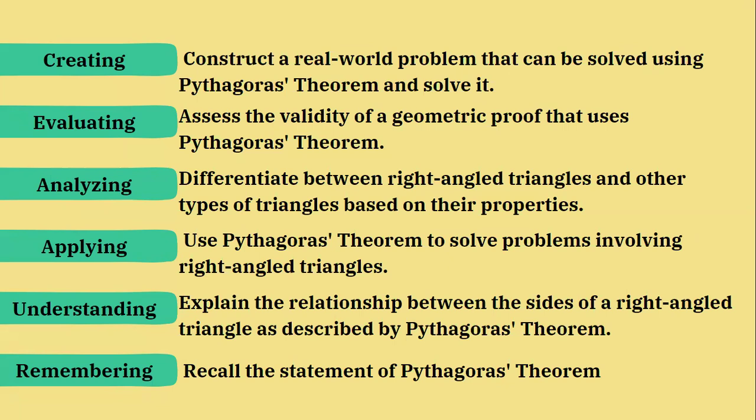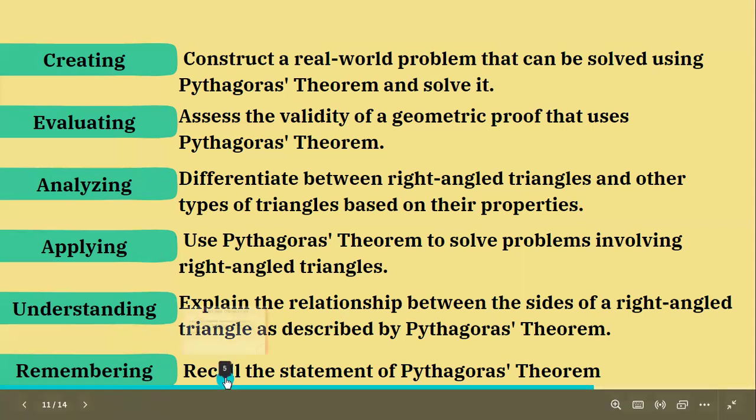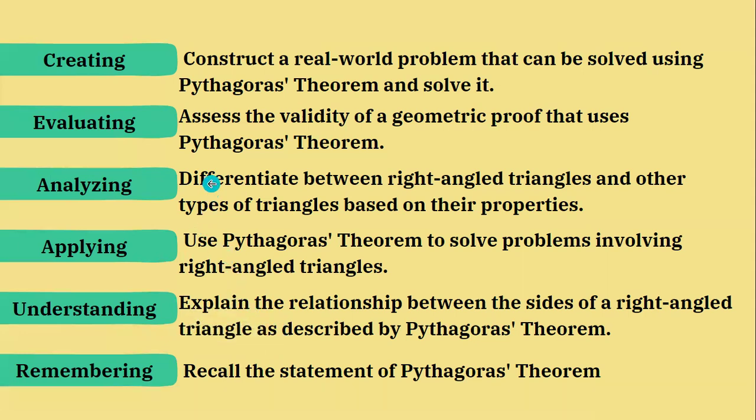Then analyzing, differentiate between right angle triangles and other types of triangles based on their property. Evaluating means, now see the verbs that I have used, assess the validity of a geometric proof that uses Pythagoras' theorem. Then comes construct a real world problem that can be solved using Pythagoras' theorem and solve it. This is for creating. Now you can see over here words like recall, explain, use, differentiate, assess, and construct. These are all your action verbs which I have taken from that list.